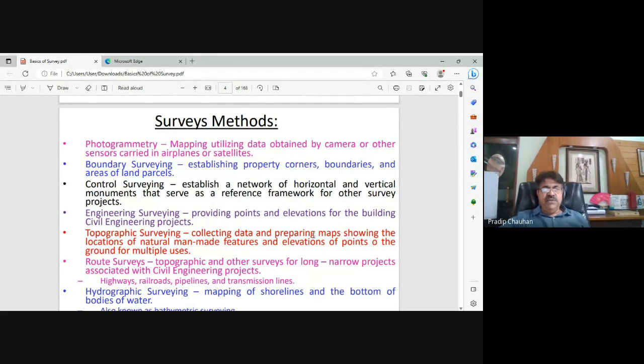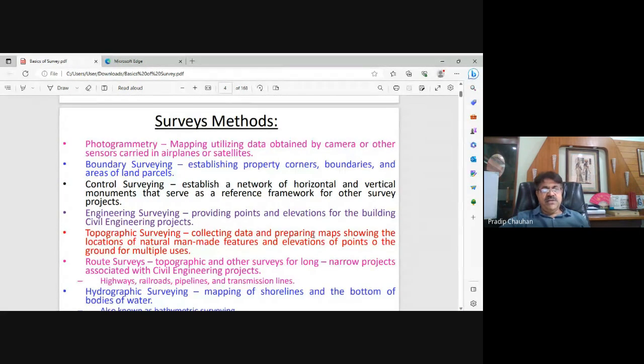Another is control survey, where you establish a network of horizontal and vertical monuments that serve as a reference frame for other survey projects. Here you divide the entire area into horizontal and vertical coordinates, that is X and Y. Say, for example, you establish a 100 by 100 meter pillar grid. In between, whatever comes up, as all four corners are known, you can easily fit your structure or building within that framework. So it is a control survey.